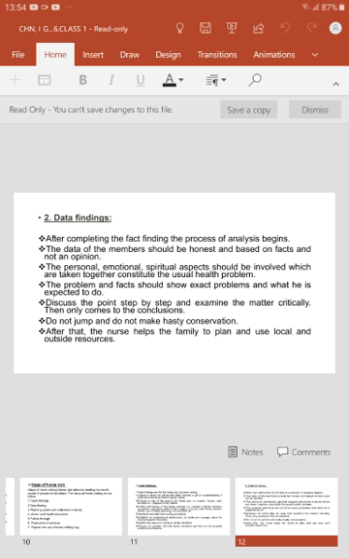Second one is data finding. After completing the fact finding, the process of analyzing begins. The data of the member should be honest. Whatever data we are collecting should be honest, and based upon that content we take the decisions. Because most of the time, sometimes they will tell some wrong information, so we should not depend too much on the data collected from the person.